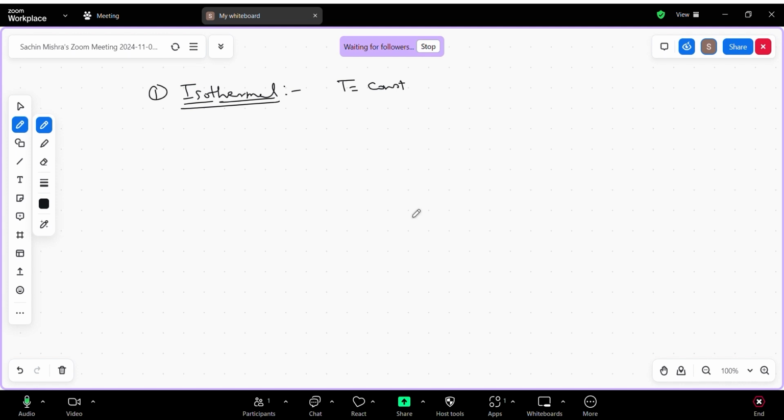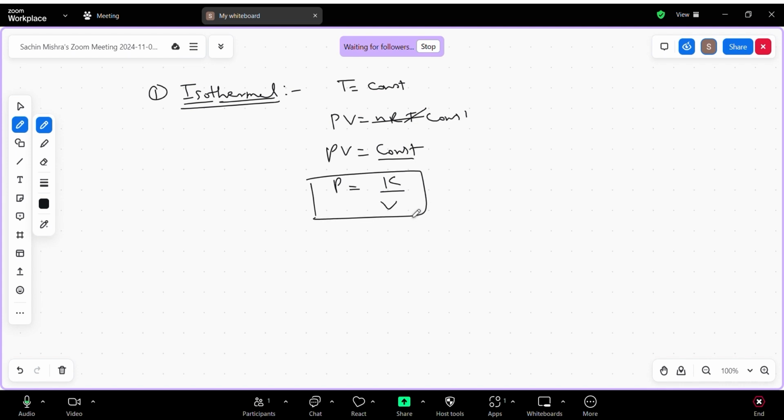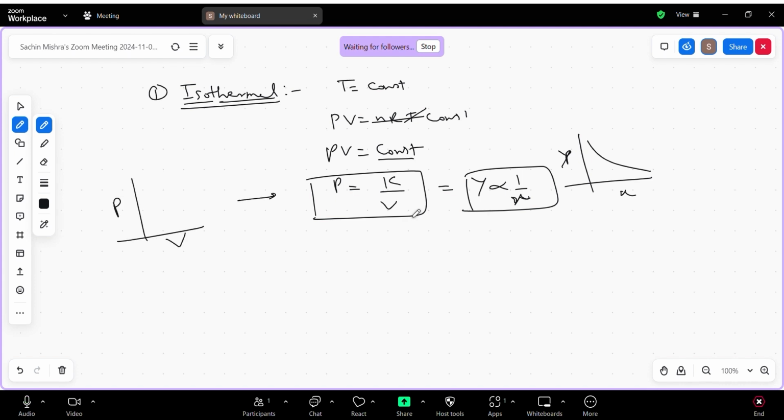Since we have already studied the gas equation PV equal to nRT, and since temperature is constant, the whole factor becomes constant. So we can say PV equal to constant, and P equal to K, the constant, divided by volume. So here P is the same as the Y inversely proportional to X curve. In mathematics you have studied that the Y inversely proportional to X curve is like this. This is your Y and X. So we can draw the PV curve the same way. This is the P versus V curve.